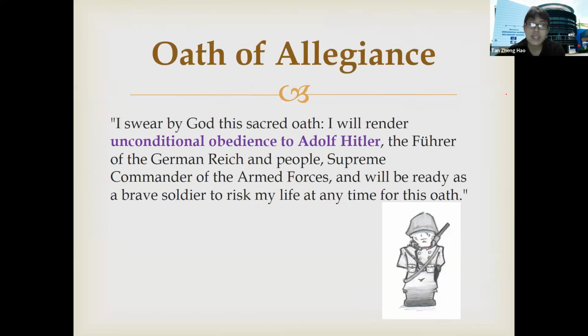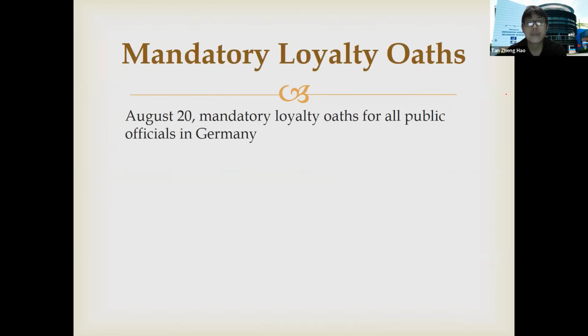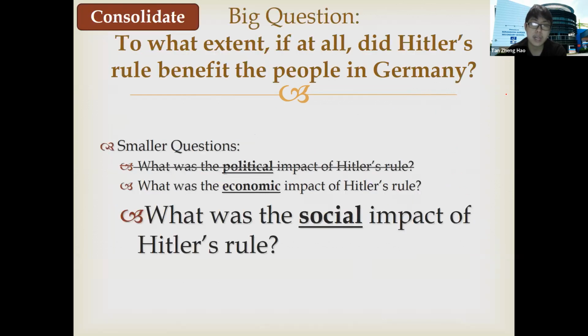The oath goes something like this: I swear by God this secret oath, I will render unconditional obedience to Adolf Hitler, the Führer of the German Reich and people, supreme commander of the armed forces, and will be ready as a brave soldier to risk my life at any time for this oath. So the soldiers were made to swear this oath to serve Hitler. Hitler basically becomes Germany. He's more important than the country itself already. Many people were made to say many of these oaths, not just the people in the army.